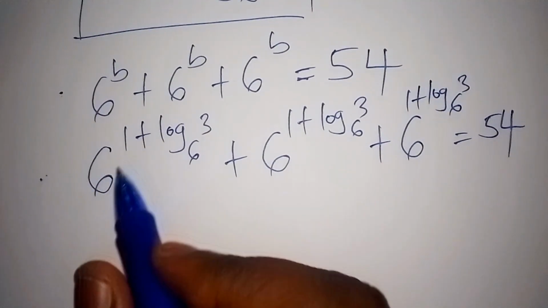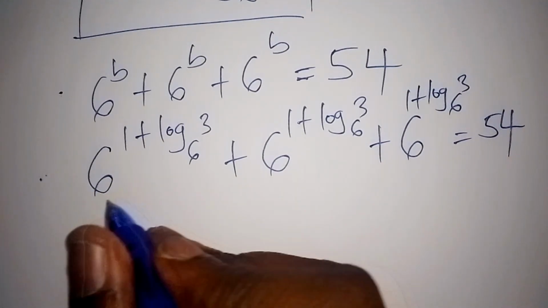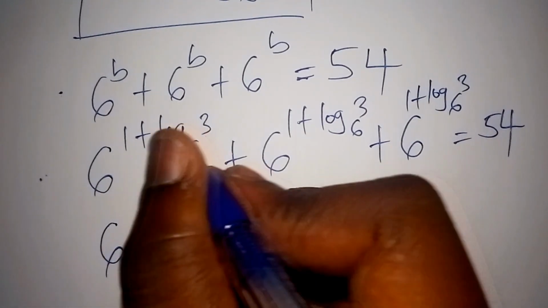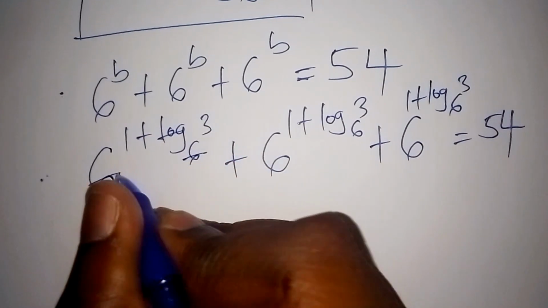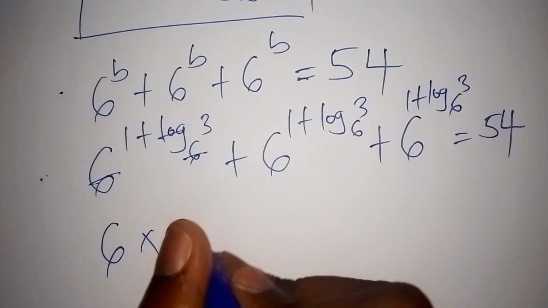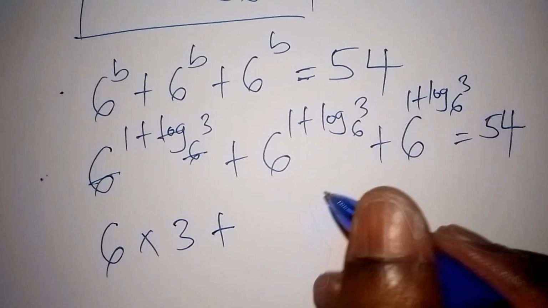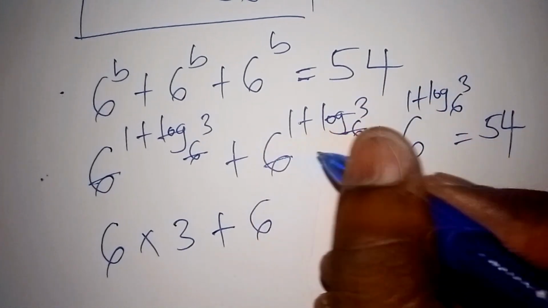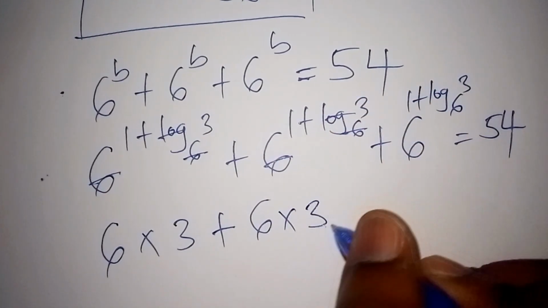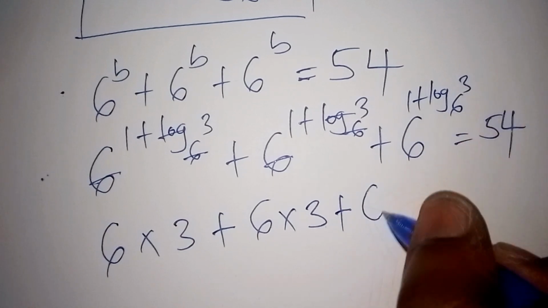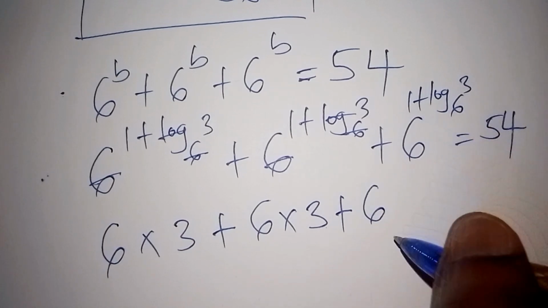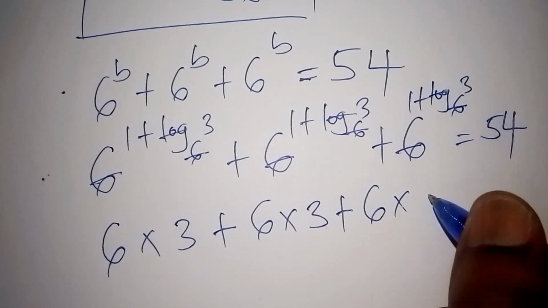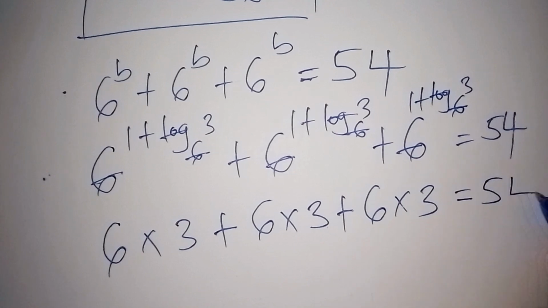So 6 to the power of 1, this one now we know it is 6. Then the plus shall now change to multiplication. So the log to the base of 6 shall cancel this 6. So now we shall have 6 multiplied by 3, plus here 6 to the power of 1, so we shall get our result as 6. Then the log to the base of 6 shall cancel this 6. So now we shall have 6 multiplied by 3 plus 6 to the power of 1 is 6. Then the plus shall change to multiplication. The log to the base 6 shall cancel the 6. So now we shall have 3 is equal to 54.